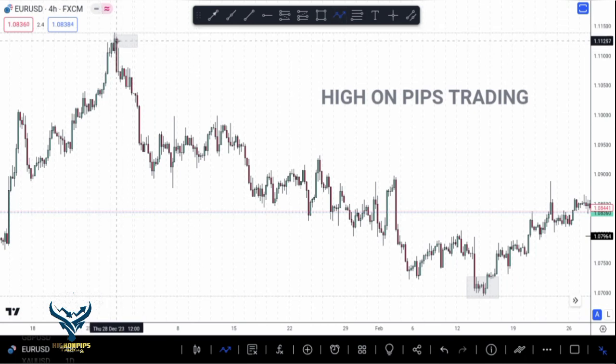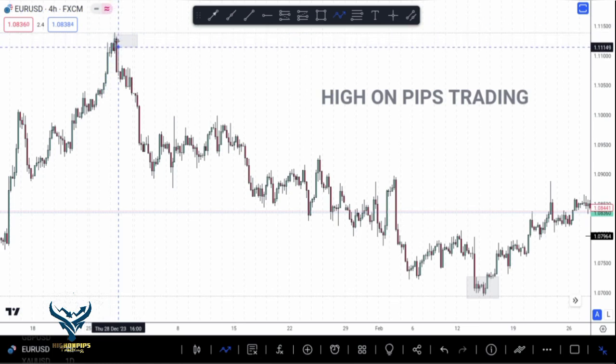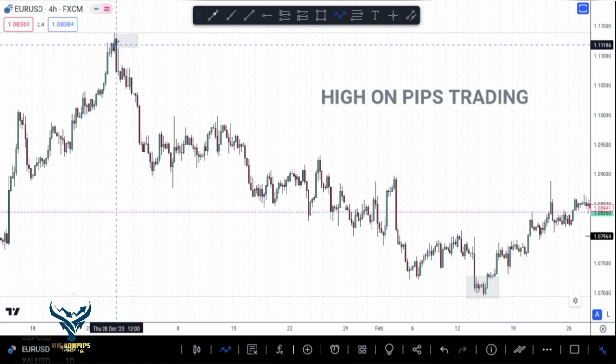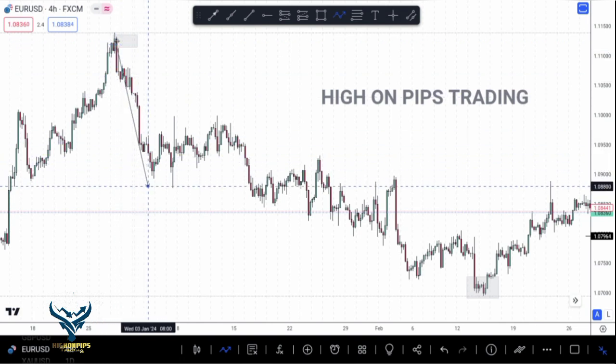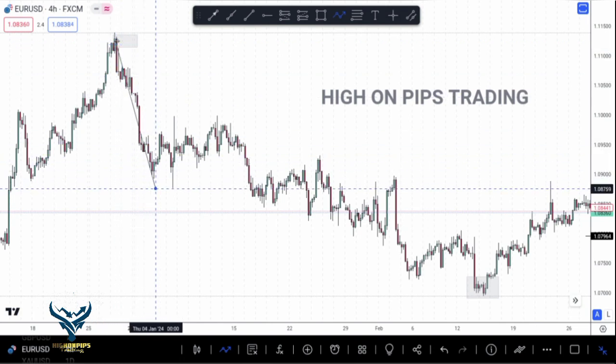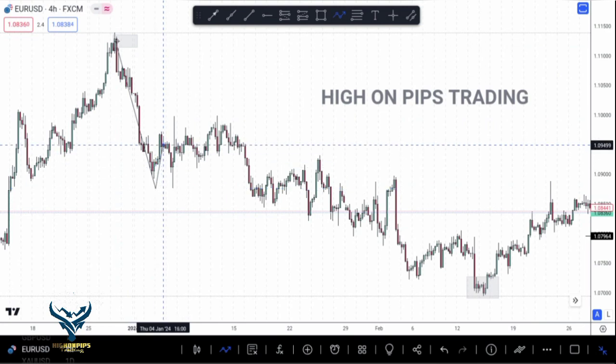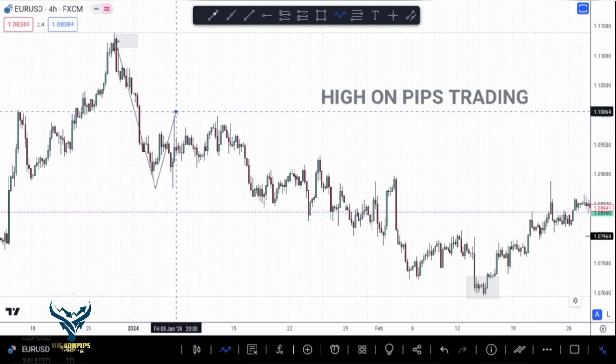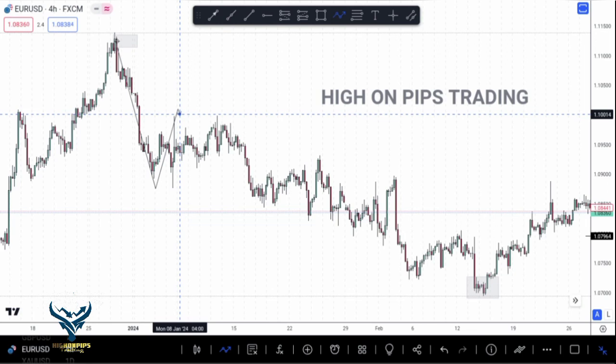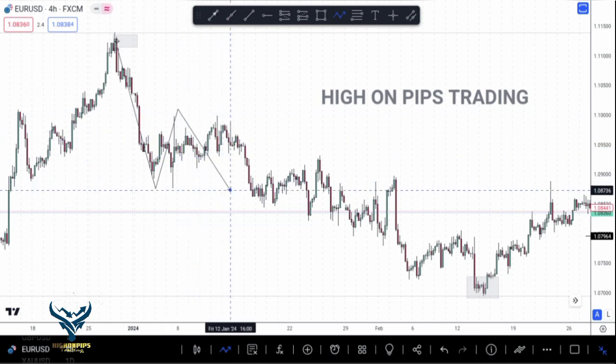So from here, our market started up here, right? This is a 4-hour chart. It came all the way down to this point, and then it went back up to this point. It came all the way down to this point.